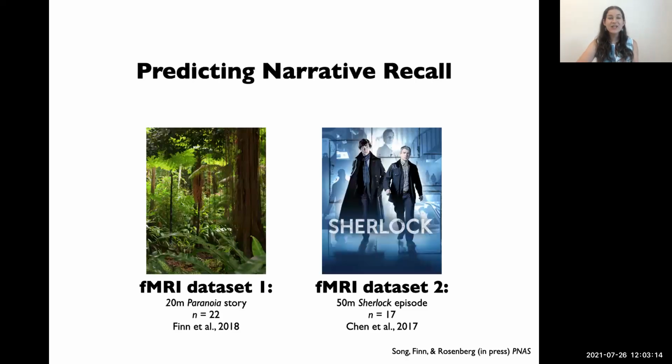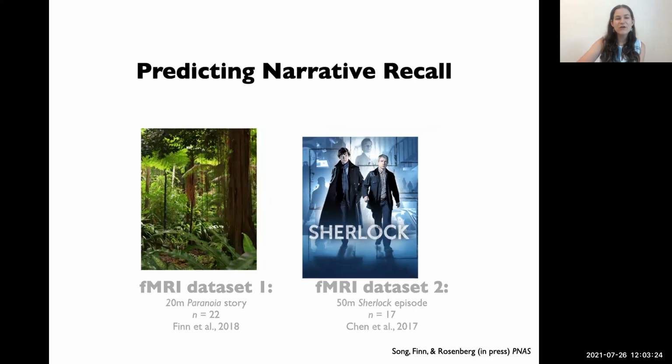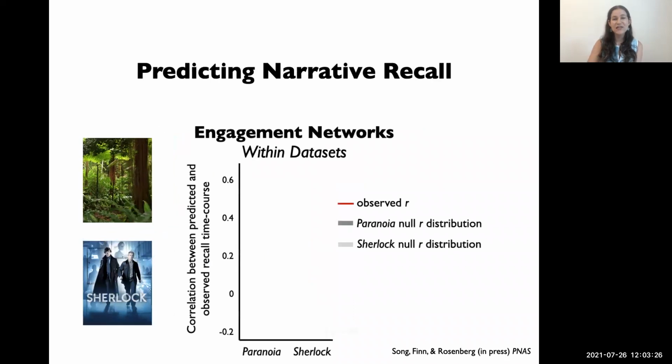So again, looking at the two narrative data sets that I introduced before, the paranoia audio narrated story data set and the Sherlock TV show data set, we asked whether multivariate patterns of connectivity in the same networks that predicted participants' engagement to the narratives also predicted their recall fidelity. So, after the participants listened to the story or watched the TV show during scanning, they performed a free recall task when they got out of the scanner to just recall everything they could remember about those narratives.